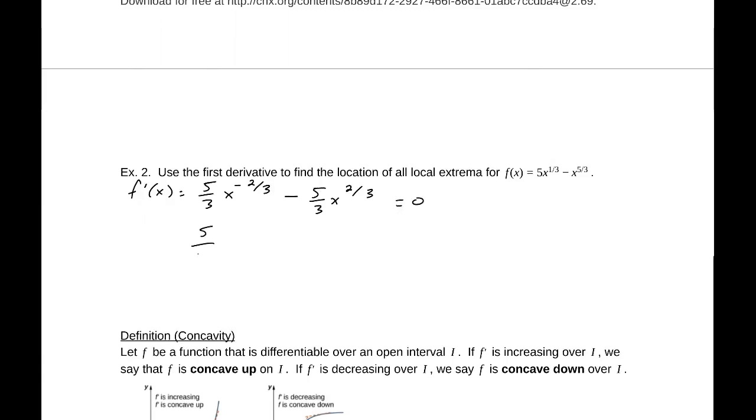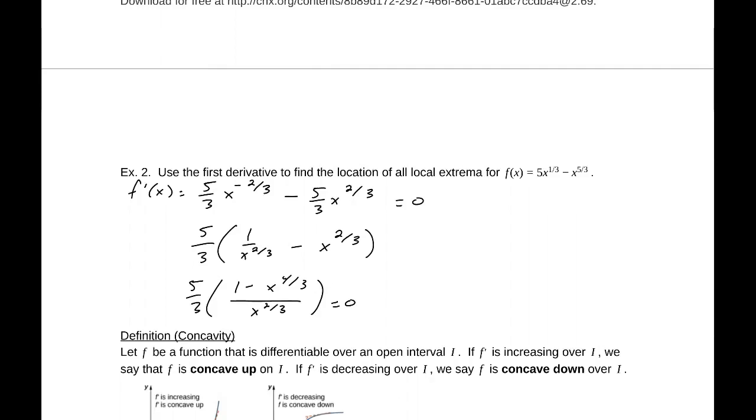This is 5 over 3. I'm going to go ahead and factor that out. That would be 1 over x to the 2/3 minus x to the 2/3, which is equivalent to 1 minus x to the 4/3 over x to the 2/3. Setting that equal to 0, we find that we have critical points at x equals plus or minus 1. And we also have a critical point at x equals 0 because the derivative is undefined at that point.